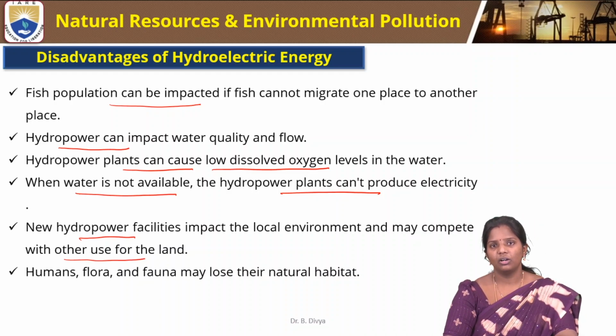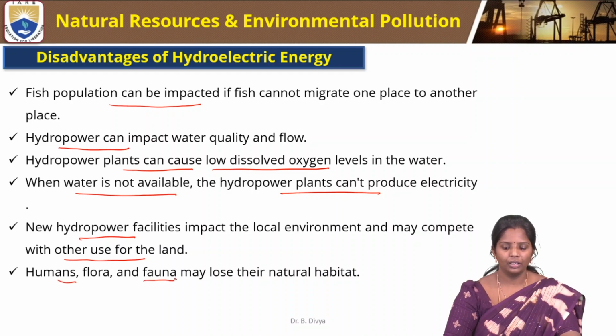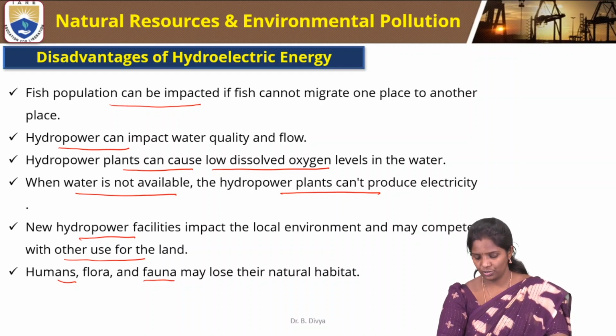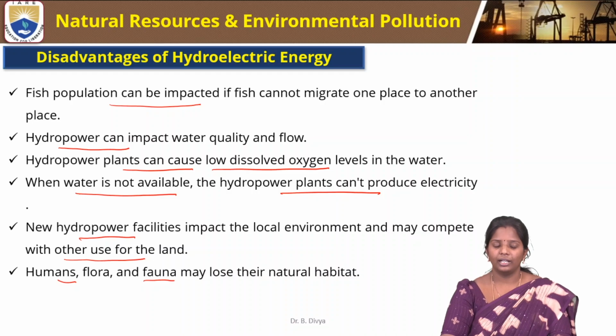So if the land is agricultural or cultivating land, they have to sacrifice this land for the power plant construction. So humans, flora and fauna may lose their natural habitat because we are giving that land for these power plants. So these are the advantages and disadvantages of alternate energy resources.